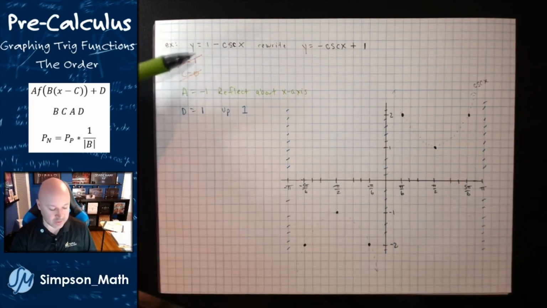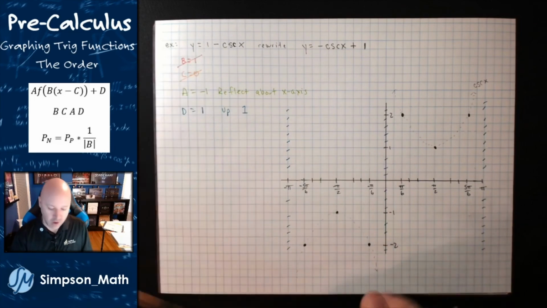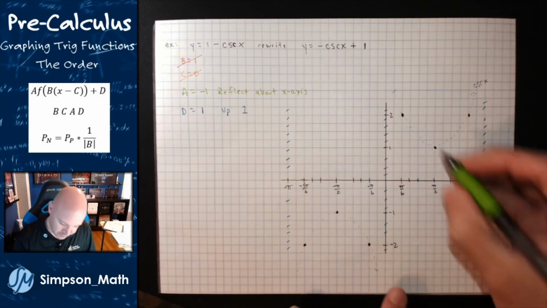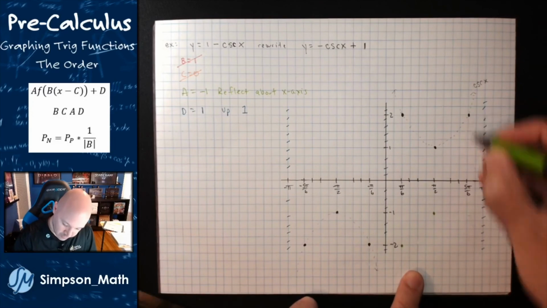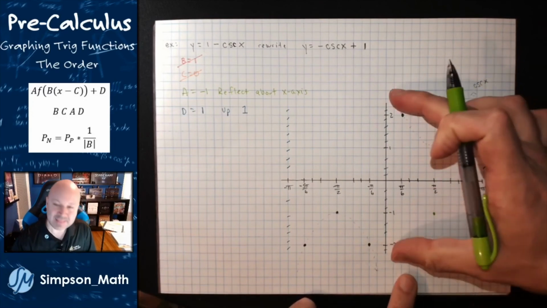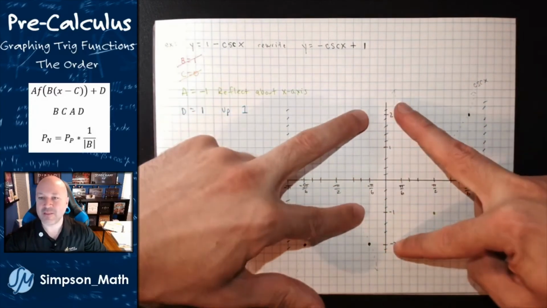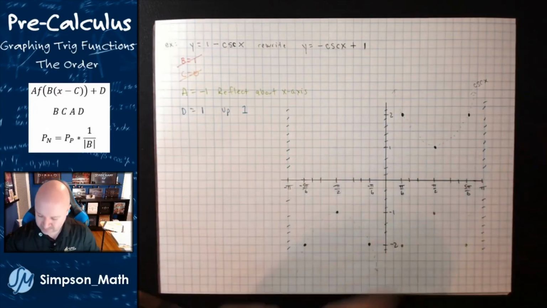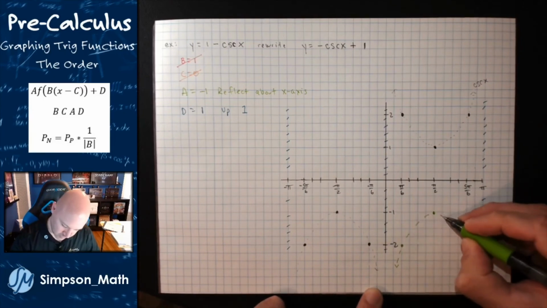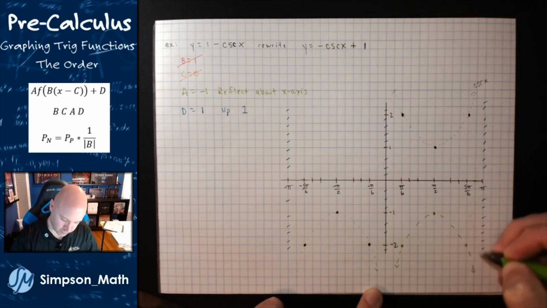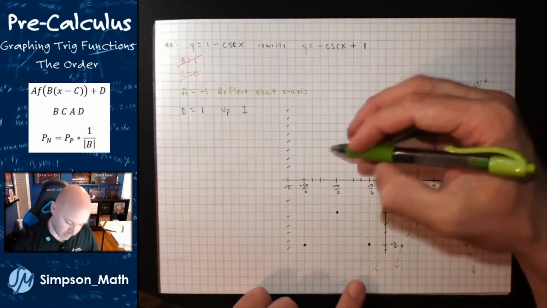In green, I'm going to take a step to reflect this about the x-axis. So all the points above are now below. The asymptotes themselves, you could think of them as being reflected as well. They're going to remain vertical asymptotes. And any negative y values will be reflected above.